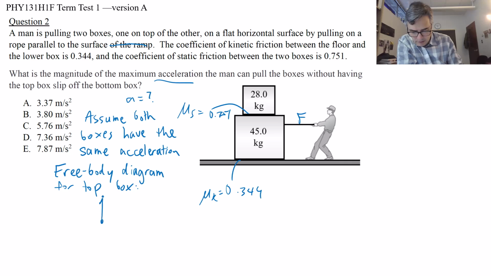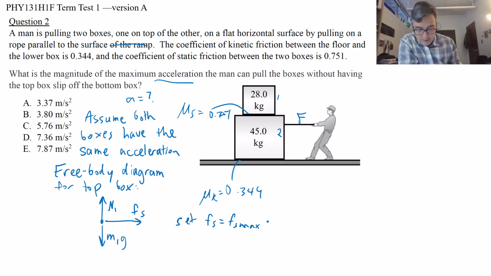So that's going to be the normal force on, if we call this 1 or something, and this 2, we'll call this normal force on 1, m1 g pulling down, and then there'll be this static friction force pulling to the right. We're finding maximum acceleration, so set the box to be just about to slip, when mu sub s times n1 is that friction force.